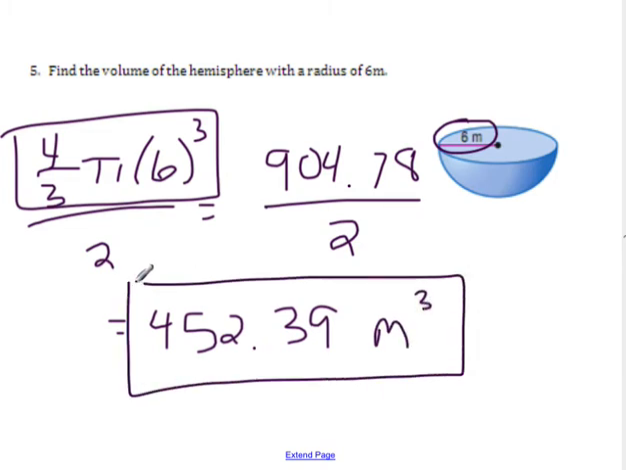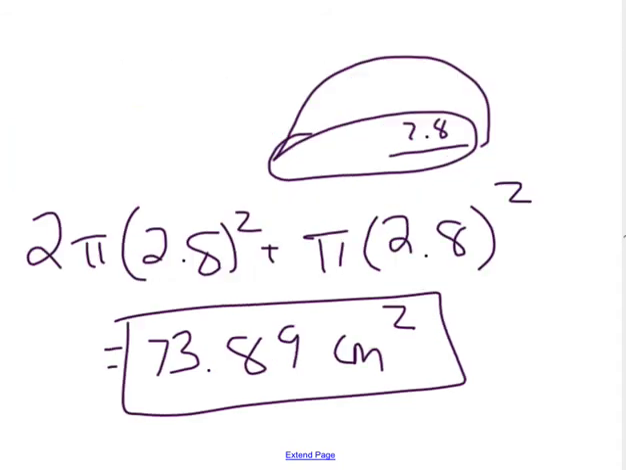Because remember, when we're talking about volume, our label is cubed. Again, make sure you know how to punch this into your calculator while you have the video to check it with. Let's take a look at number 6.